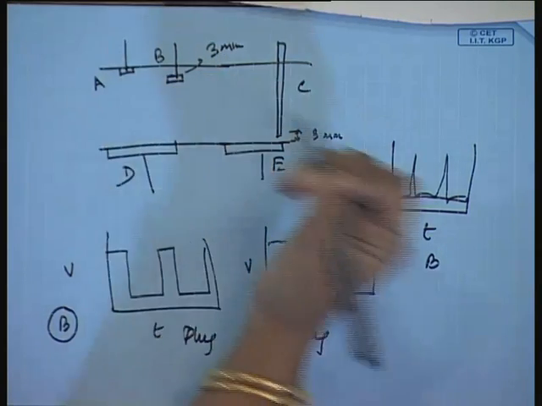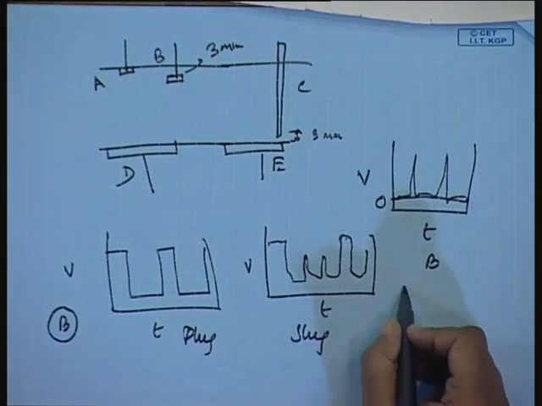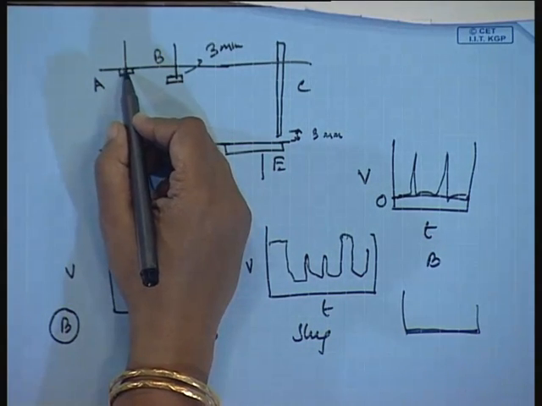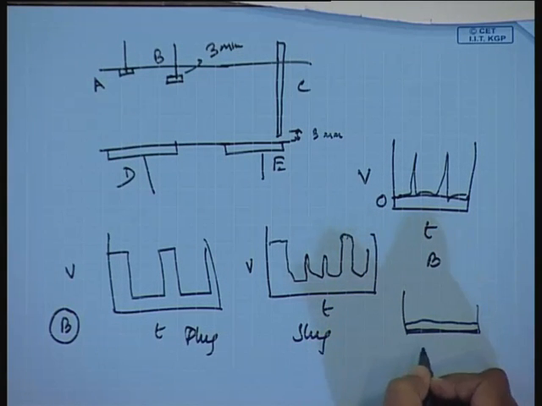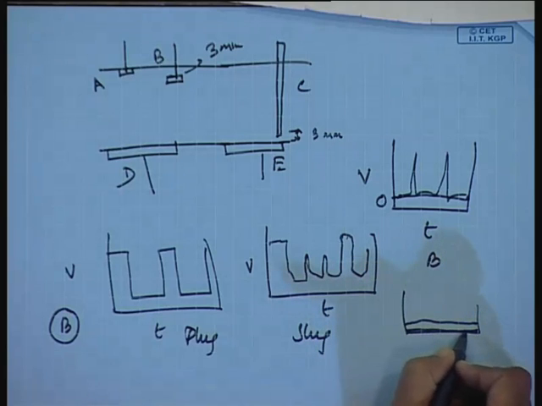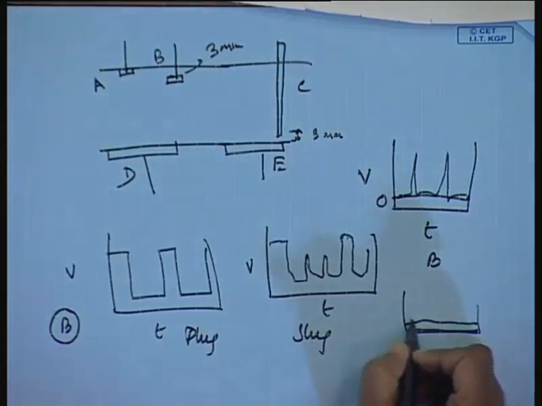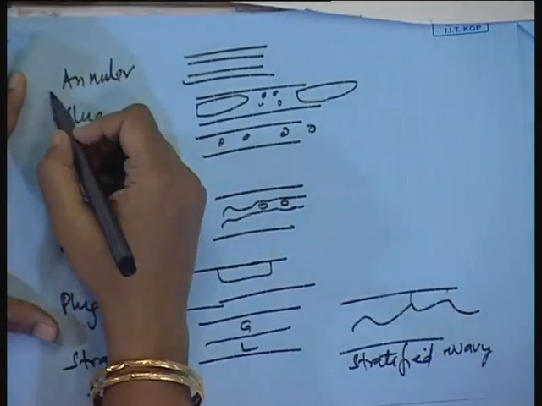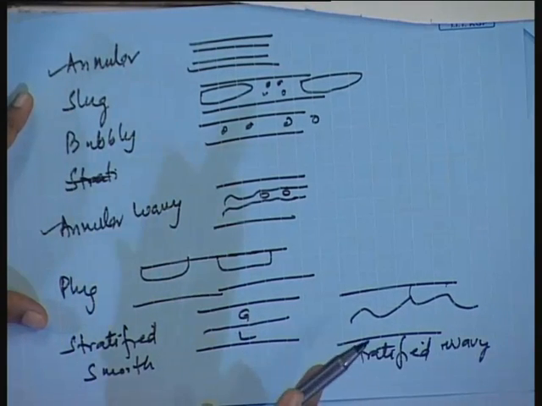You get the point? B will always be dry. If the film is thin, B will always be dry, isn't it? So, it will always give you a 0 voltage output, but A, when it is annular smooth, you will get some particular voltage, because there is a thin annular film, and the voltage value will be proportional to the liquid film thickness. If the interface is wavy, you will get some sort of fluctuations. So, you can very well understand that between annular and annular wavy, we can distinguish using probe A and probe B. Okay.